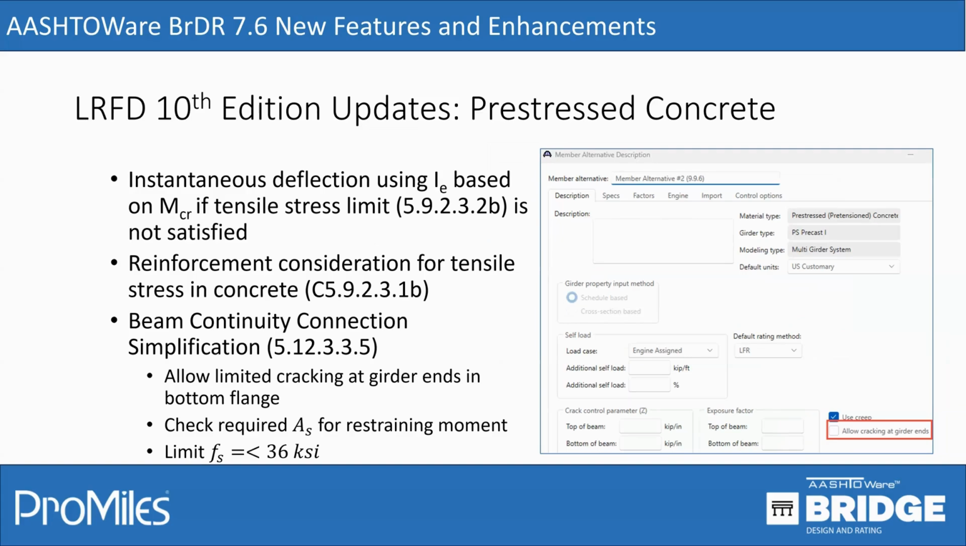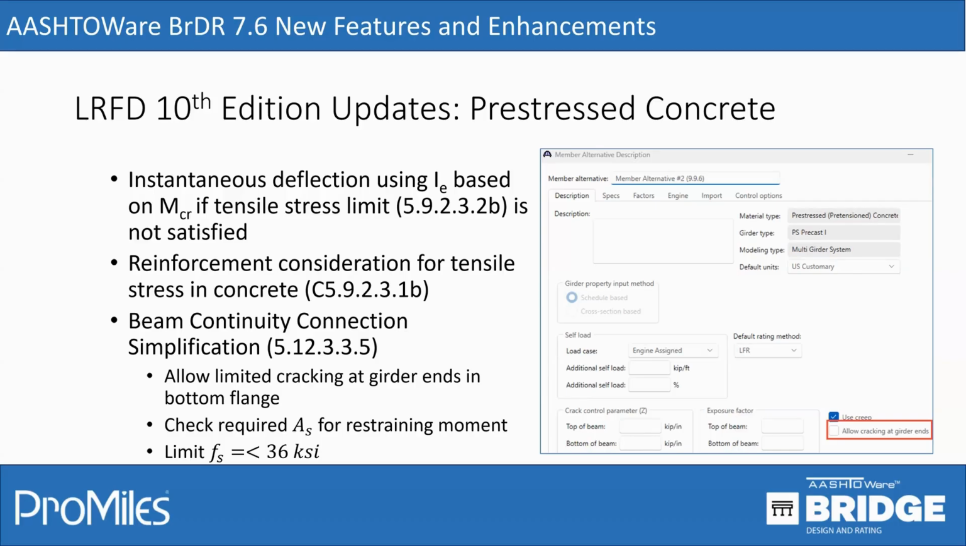Okay, let's move on to prestressed concrete. We were talking about instantaneous deflection for reinforced concrete. Prestressed concrete also has changes related to instantaneous deflection. If the tensile stress limit is not satisfied, then it uses the same table that we showed for reinforced concrete for prestressed concrete as well. Also, there were some changes for concrete tensile stress. Essentially, this stress limit was to consider the bars that are on the compression side if certain criteria are satisfied for computing the tensile stress in concrete.